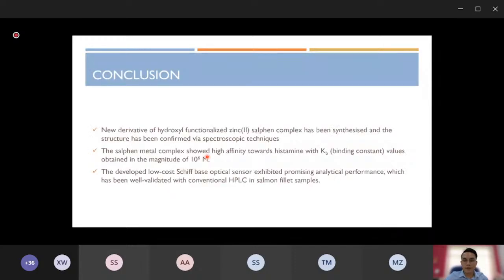So in a nutshell, this new hydroxyl functional complex has been synthesized and shows a good high affinity towards histamine, with a good binding constant in the magnitude of 10^6, while the developed localized shift-based sensor exhibited promising analytical performance, which has been well validated with conventional HPLC in salmon fillet samples. Hopefully this sensor can be used in the food industry for controlling food quality and freshness as a surveillance tool and analytical tool.